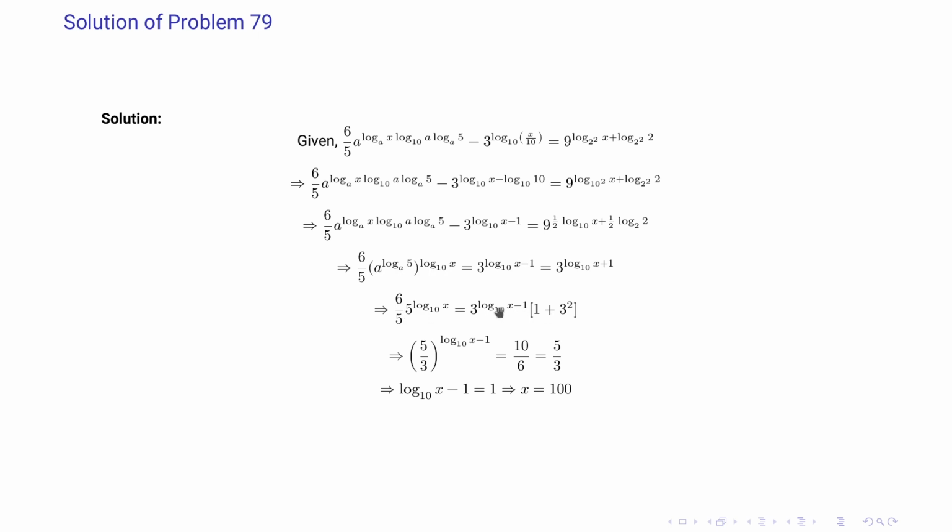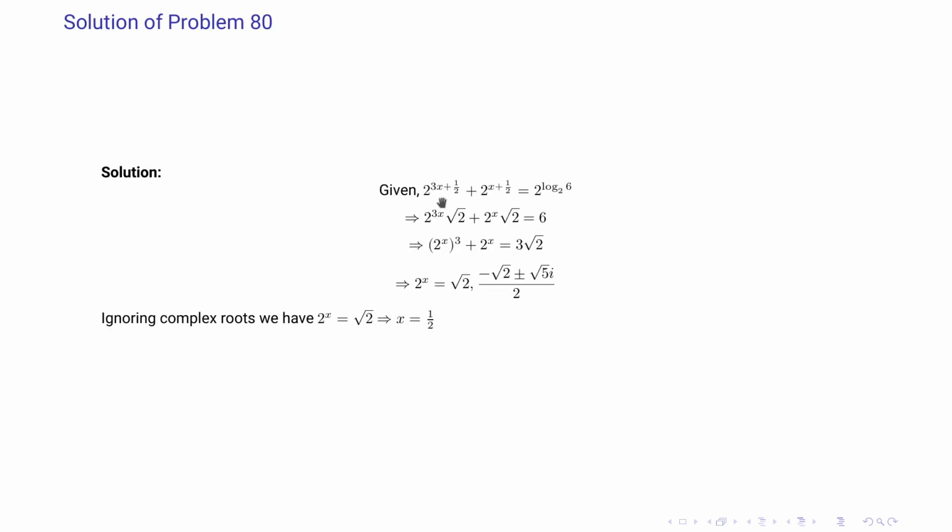And on the right hand side, we take 3 to the power log of x with base 10 minus 1 common. And what we will have is 1 plus 3 square as a multiplier. So once we have this 10 here, right hand side will become 10 by 6. We take 1 power here and we bring 3 to the left hand side. We take out 1 power here, 5 will get cancelled. So this is essentially reduced to this equation, that is log of x with base 10 minus 1 is equal to 1, so x is equal to 100.